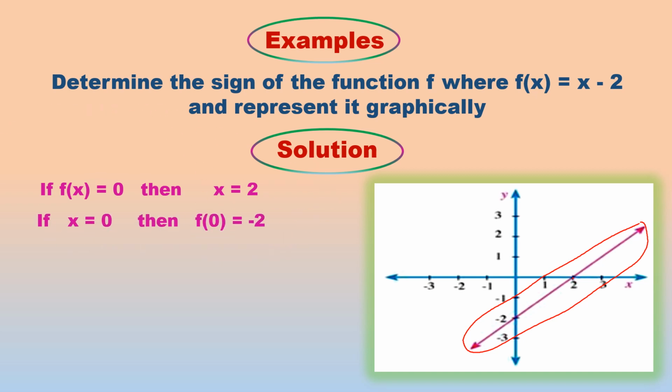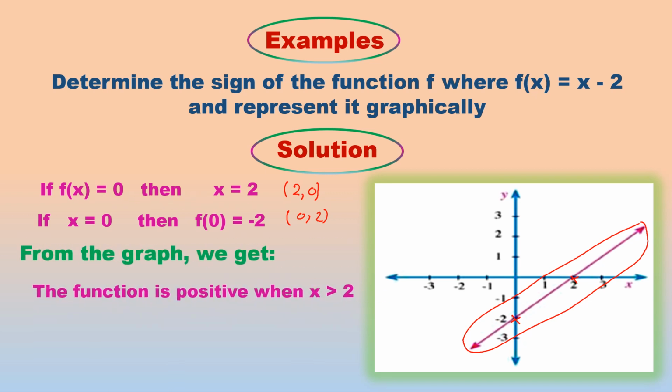If x equals 0, then f of x equals what? Equals negative 2. So the first ordered pair is (2, 0). The second ordered pair is (0, -2). So we can represent the function. From the graph, we get that the function is positive when x is greater than 2.